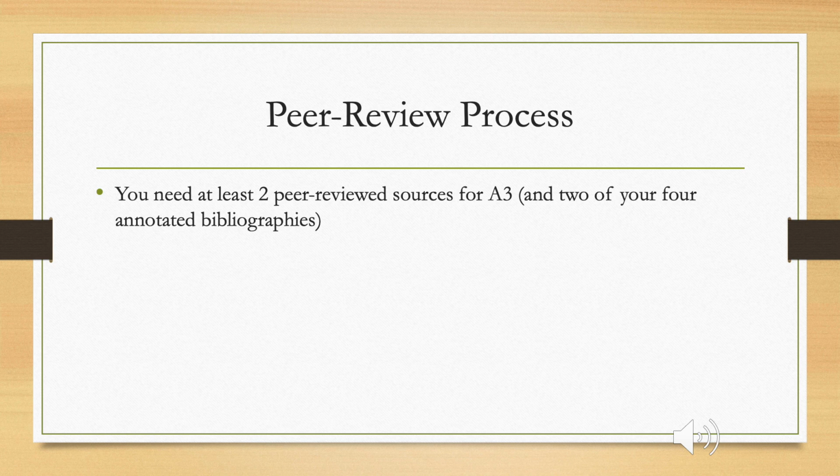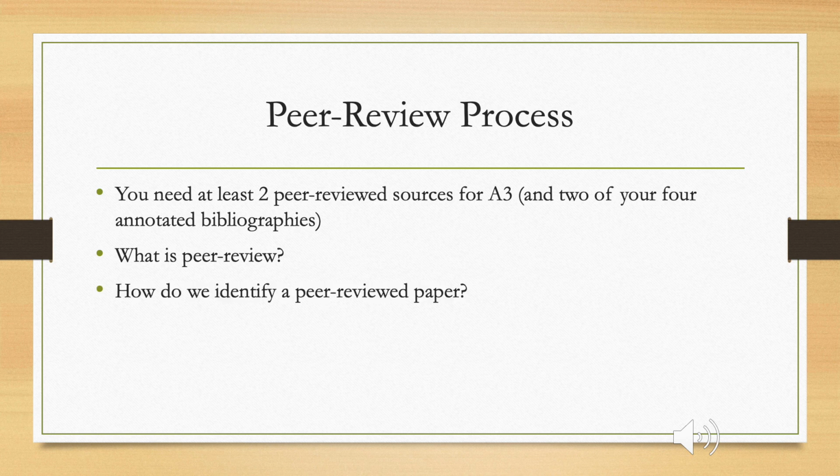And so let's talk a little bit more about the peer review process, since that is what your first two annotated bibliographies are going to be focusing on. So you need 2 peer-reviewed sources for your A3 assignment, and also 2 of your annotated bibliographies are going to be on peer-reviewed sources. So let's talk about what peer review means. How do we identify a peer-reviewed paper?